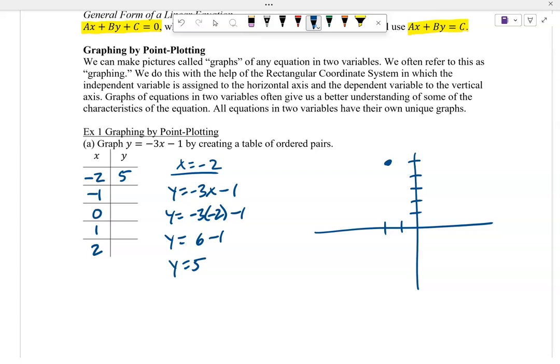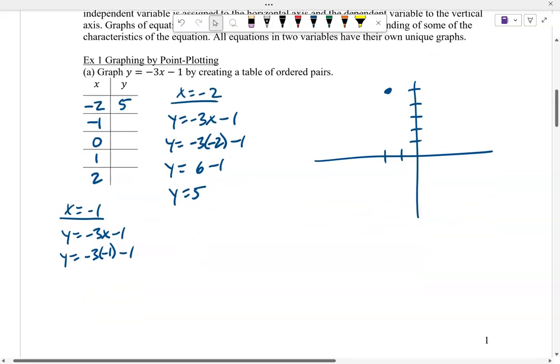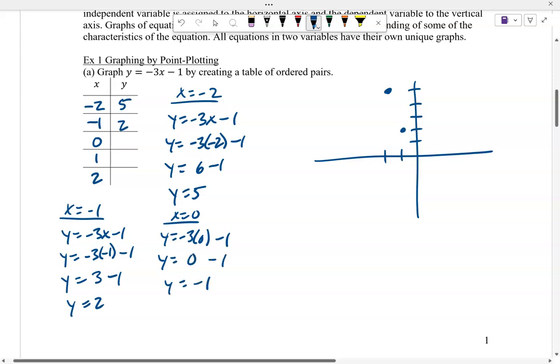Now I'm going to plug in -1 for x. So I got +3 minus 1. So I got 2. When x is -1, y is 2. So I go left 1, up 2. There's my next point. Now we're going to let x be 0. So I got -3 times 0 minus 1. Well, -3 times 0 is 0. 0 minus 1 is -1. So I got 0, -1.